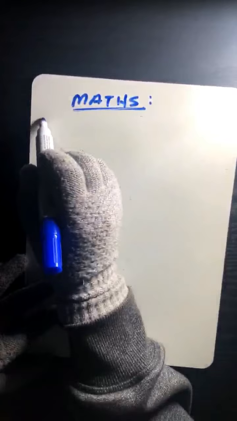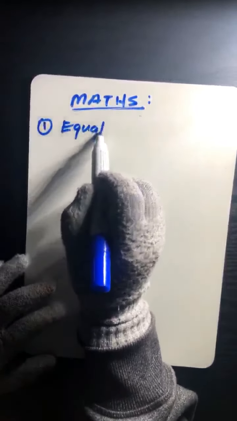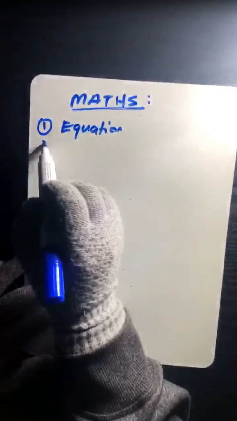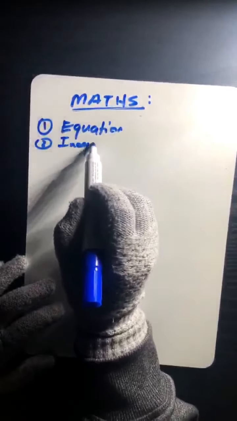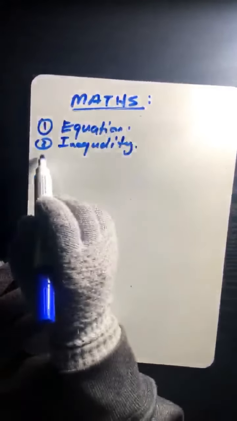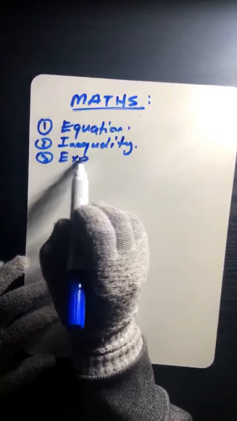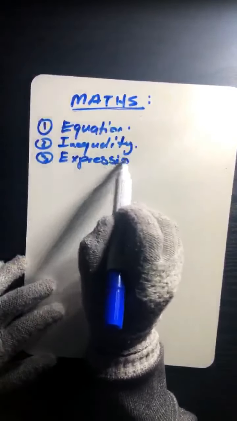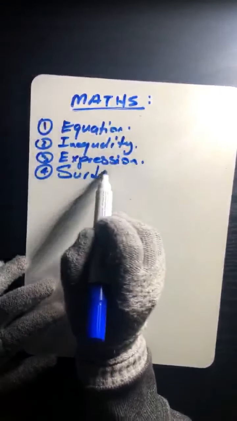So number 1, we've got an equation. I will talk more about an equation. And then number 2, we've got what we call an inequality. I'm sure you're not hearing these words for the first time, Tsepang. We also have what we call an expression. Number 4, let me just talk about sums.